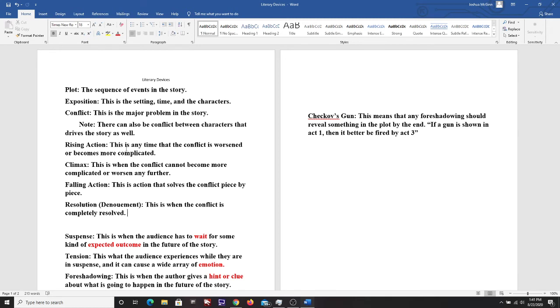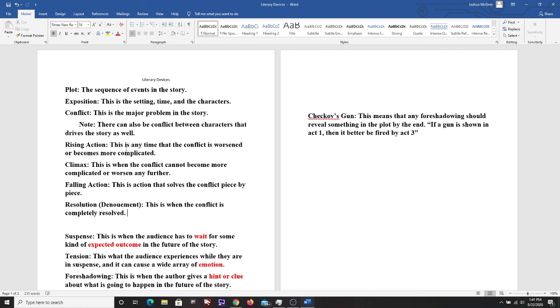But let's just talk about it as if it were a string, right? Just like a single piece of thread. So if there's your string and it's straight, basically when we have conflict we tie a knot in the string, okay? And as that story becomes more complicated, when we have rising action we tie another knot in the string and another and another and another. Eventually we reach a point where we cannot tie any more knots in the string, right? Because it's just become a giant mass of knots, which is our climax, okay?